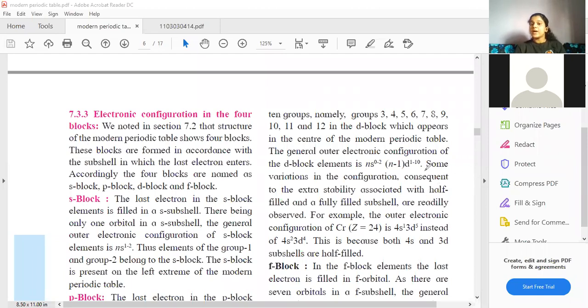Okay, good. Now see, some variations in the configuration consequent to the extra stability associated with half filled and fully filled orbitals are readily observed. Remember that Hund's rule. So students, you all can mark this example.